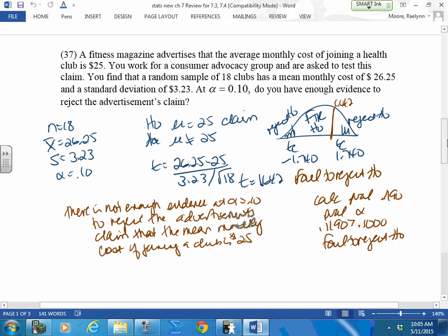Okay, here's another one. A fitness magazine advertises that the average monthly cost of joining a health club is $25. There's your claim, that's your H0. Your HA is the complement. It's not equal to $25. So you've got the two-tailed test, your critical value at a 0.10 level of significance, and your sample information. Pull out all your sample information, 18, your sample mean, your sample standard deviation. Go to your table 5, find your critical values.